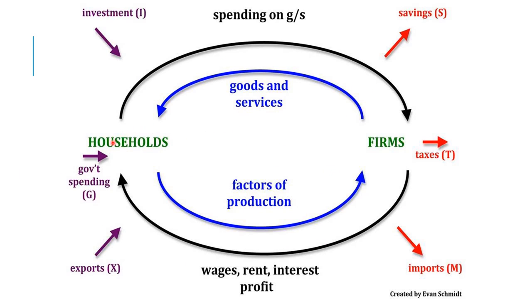Again, we have the relationship between households and firms. We have withdrawals, money leaving the circular flow in our economy, and we have injections, money entering the circular flow in our economy. So you might want to pause the video, make sure you've got one of these diagrams down, maybe back up if you need to have a look at other ones. And then we'll move on.